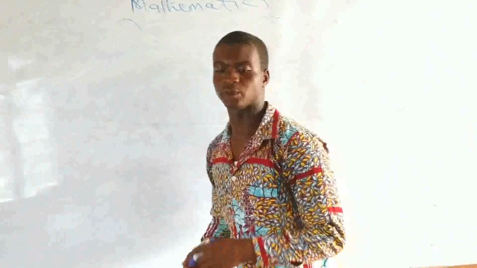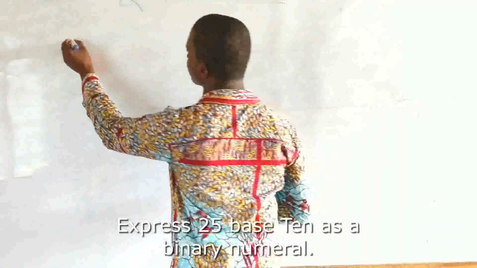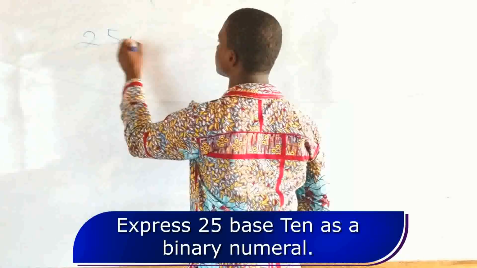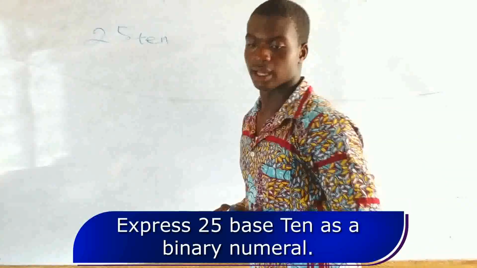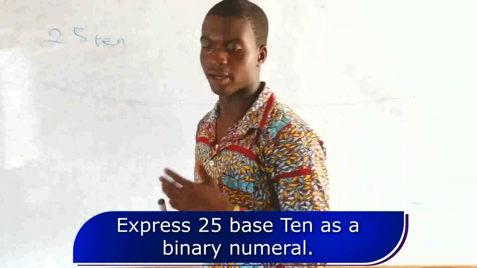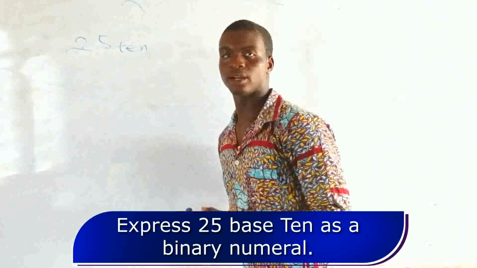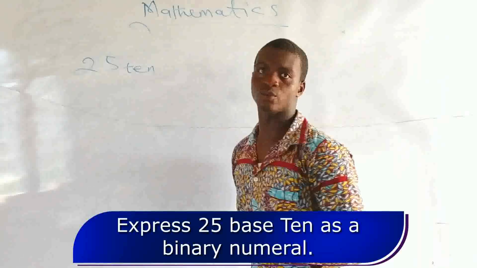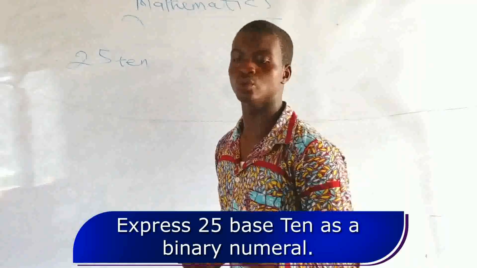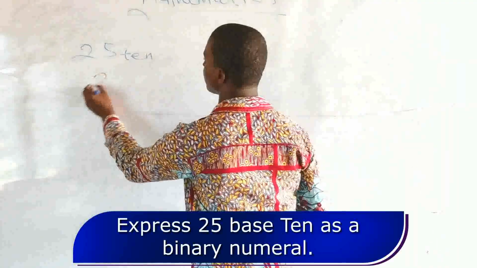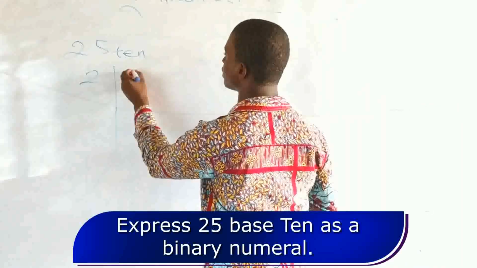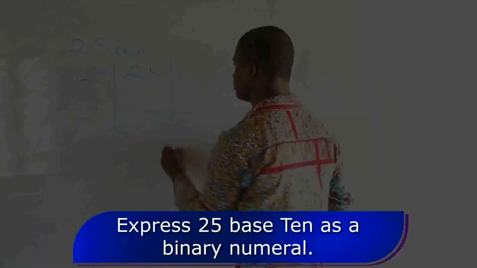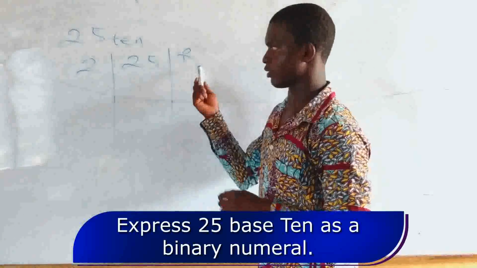The question goes this way: express 25 base 10 as a number in a binary numeral system. So having it this way, binary numeral system, we all know that it is base 2. So you write the base, that is 2. You bring the number 25. That is the remainder.